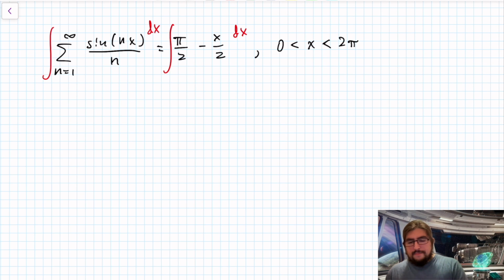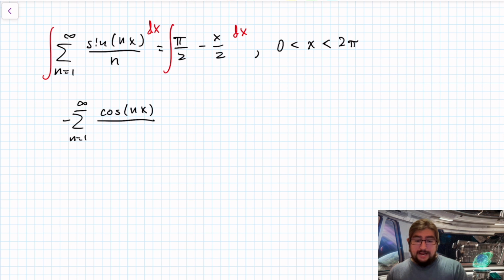Okay. Now, on the left, what is the antiderivative of sine? It is negative cosine. We'll write the negative on the outside. And you divide by the number in front of x, which is n, so we get an n squared in the denominator, just like that.